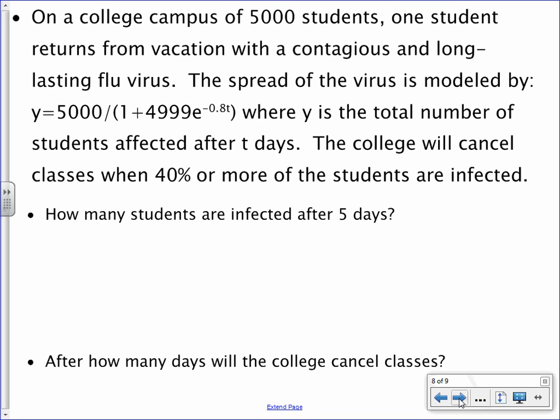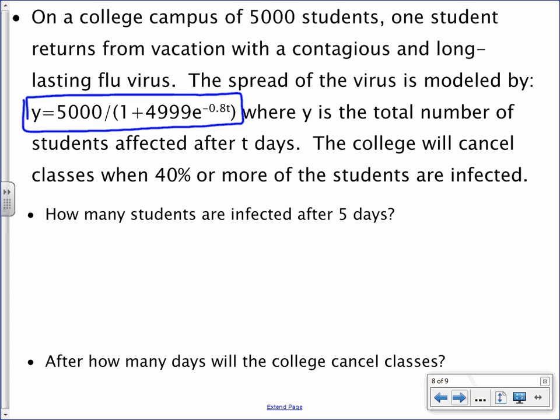On a college campus of 5,000 students, one student comes back from vacation with a contagious and long-lasting virus. The spread of the virus is modeled by this. Yes, they give us a model. What kind of model is this? It's the third one. That's that logistic growth.